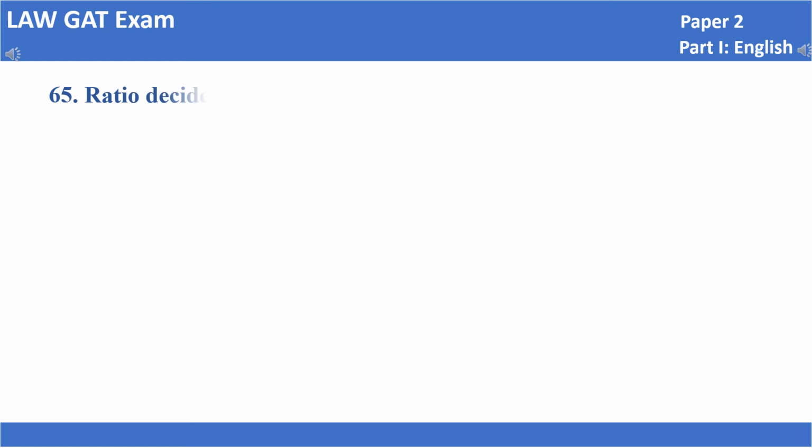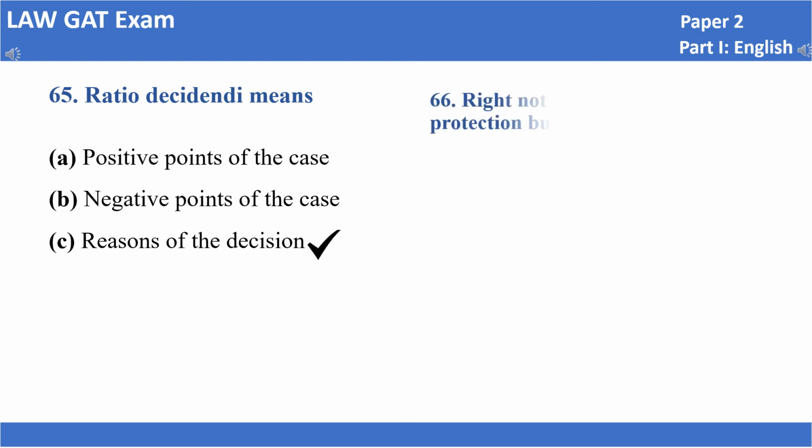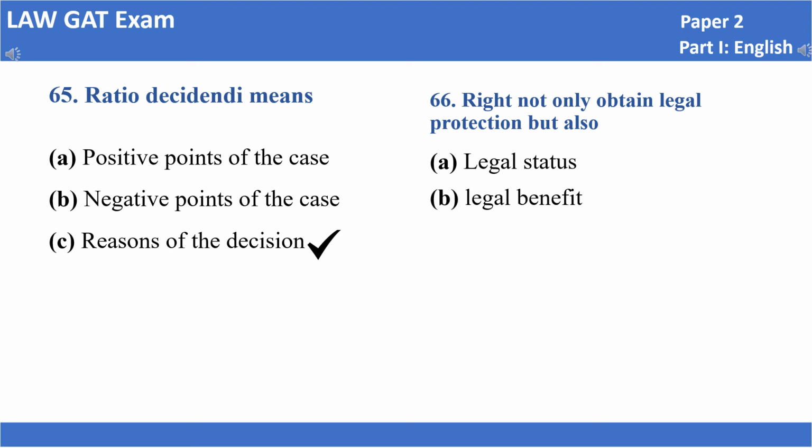Ratio decidendi means option A, positive points of the case, option B, negative points of the case, option C, reasons of the decision. The correct answer is option C, reasons of the decision. Rights not only obtain legal protection but also option A, legal status, option B, legal benefits, or is it option C, legal recognition? The correct answer is option C, legal recognition.